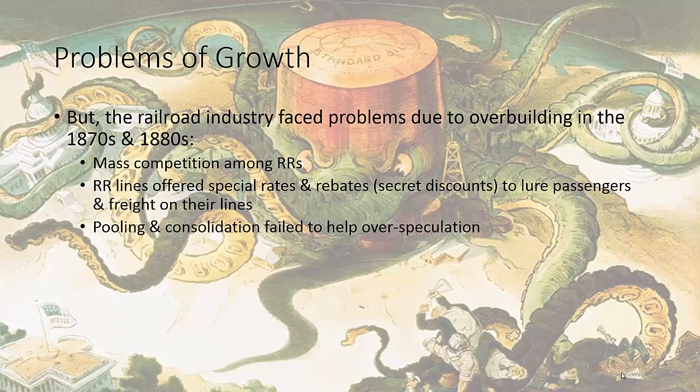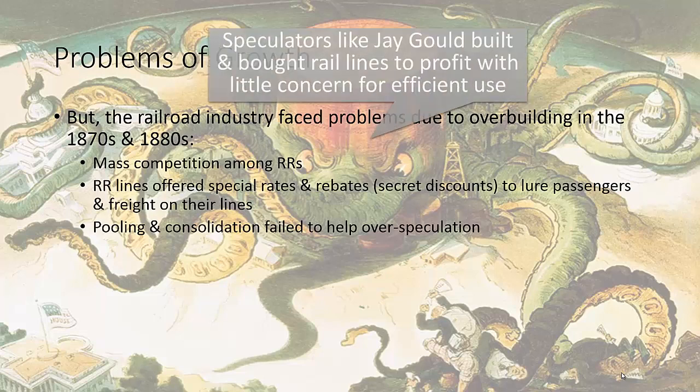Very quickly here at the end, the problems of growth lead to a lot of overbuilding, over-speculation, and lead to two massive panics, one in 1873 and one in 1893. And pooling and consolidation that's orchestrated mainly by J.P. Morgan is going to fail to stop over-speculation.